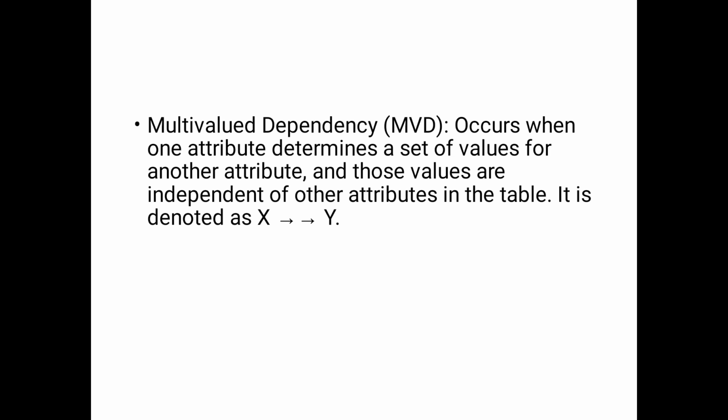Multi-valued dependency, MVD in short form, can occur when one attribute determines a set of values for another attribute, and those values are independent of other attributes in the table. It is denoted as X double implies Y. Two arrow marks are used in the multi-valued dependency.